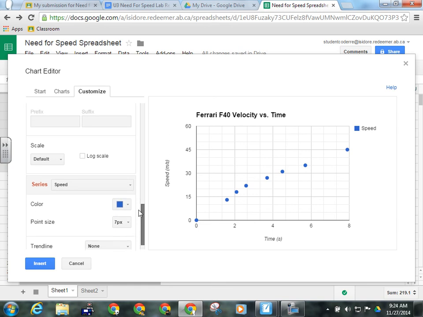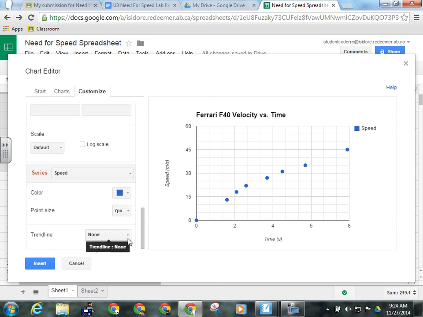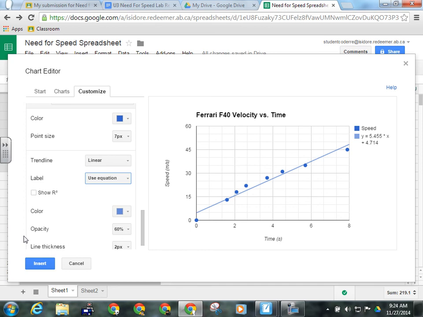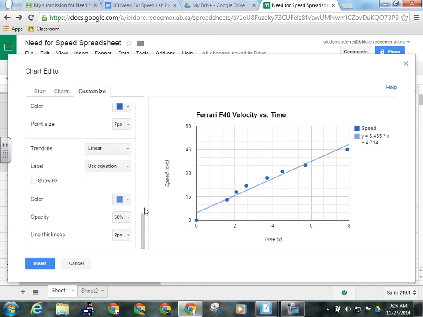Okay, and then once you've got that, you'll want to go down to trend line, and it's at the very bottom. Make it linear. All right, and you can see what happens with it. You do have a y-intercept that is something other than 0. So that's going to be meaningful later on for you. And then remember that you get more options after that. You want your label to be the equation, so it puts it in there. Then you should be good.